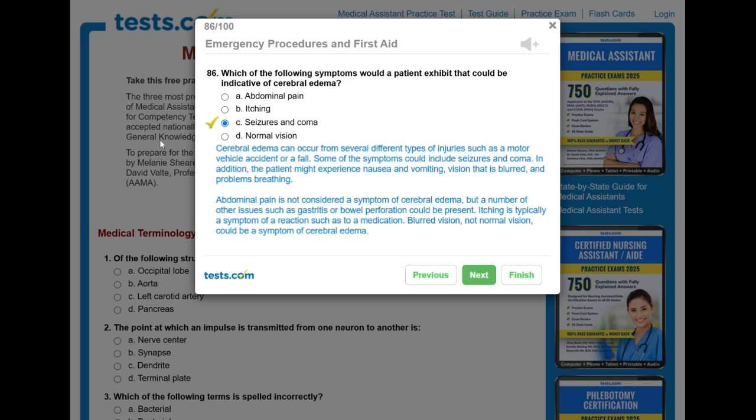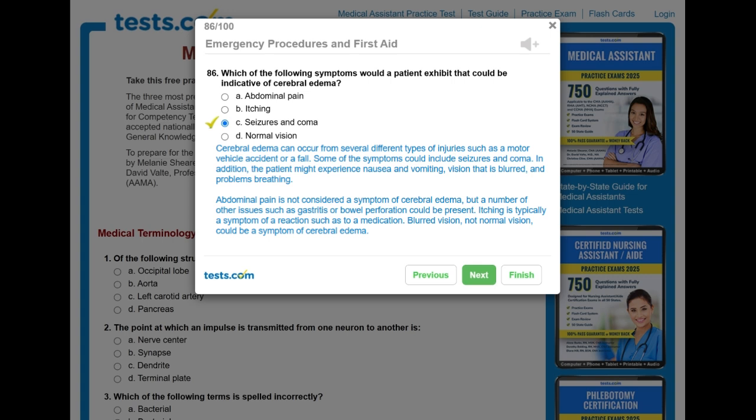C. Seizures and coma. Cerebral edema can occur from several different types of injuries, such as a motor vehicle accident or a fall. Some of the symptoms could include seizures and coma. In addition, the patient might experience nausea and vomiting, vision that is blurred, and problems breathing.